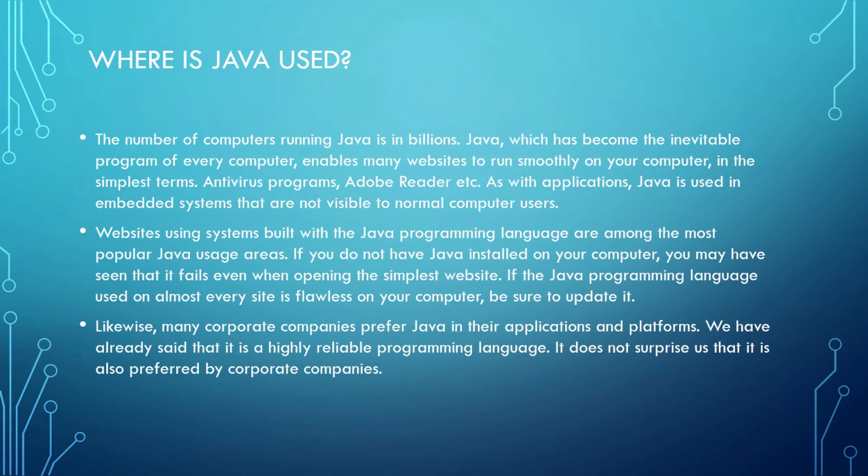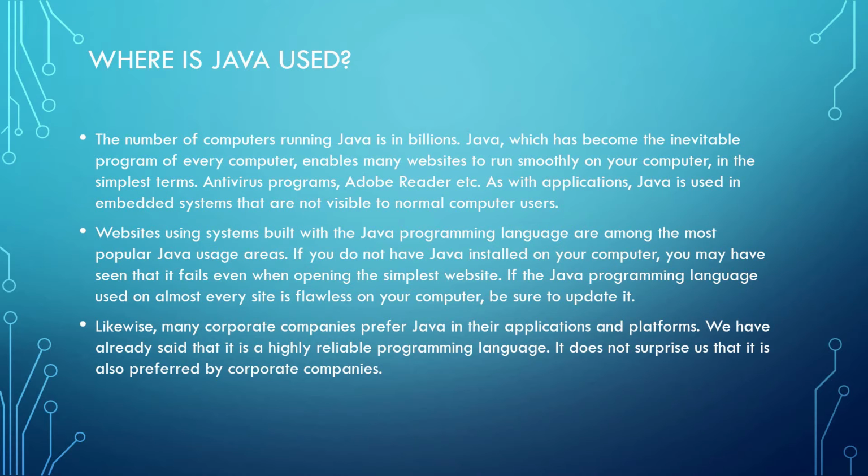Where is Java used? The number of computers running Java is in billions. Java, which has become the inevitable program of every computer, enables many websites to run smoothly on your computer in the simplest terms. Antivirus programs, ad operators, etc. As with applications, Java is used in embedded systems that are not visible to normal computer users.